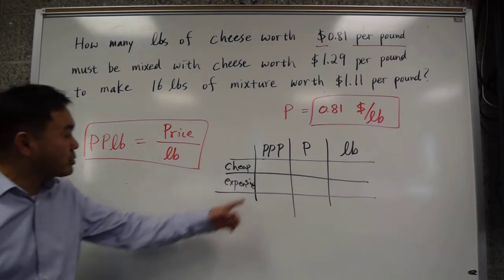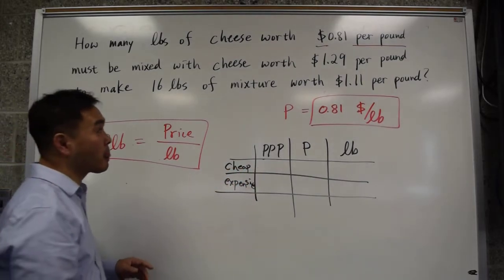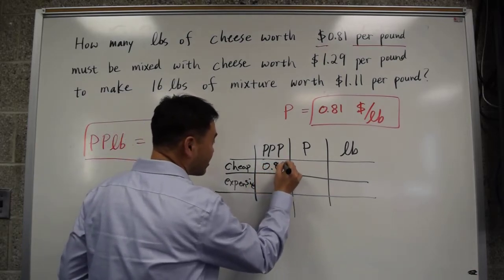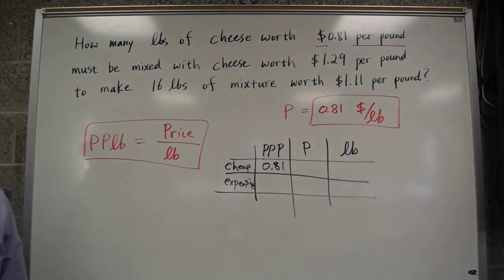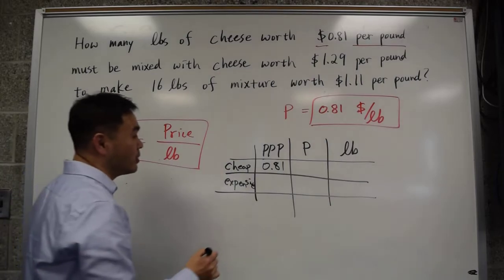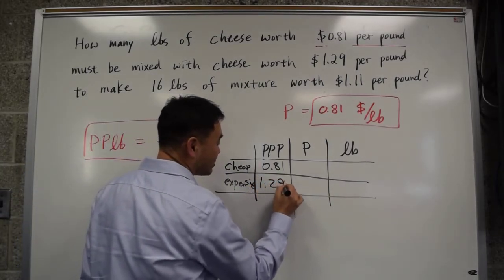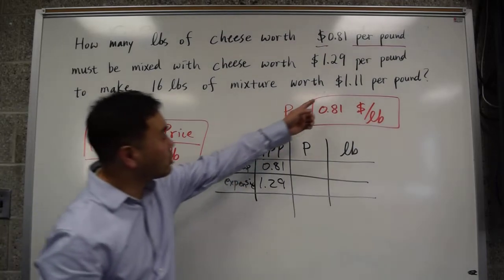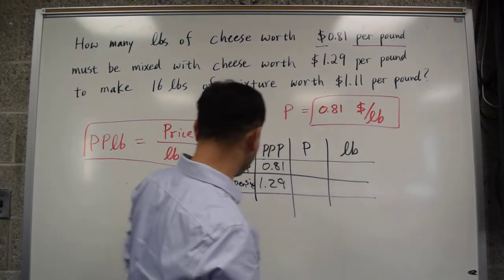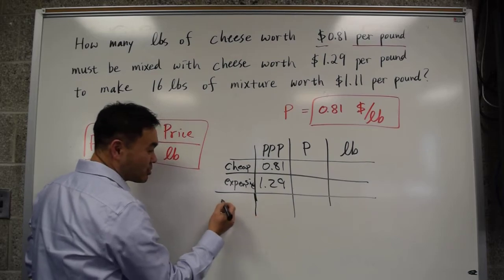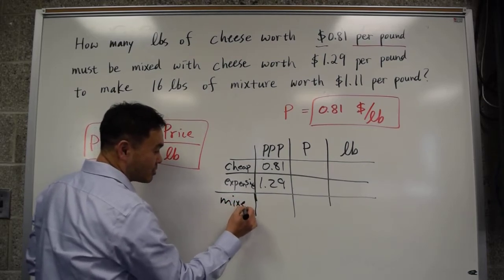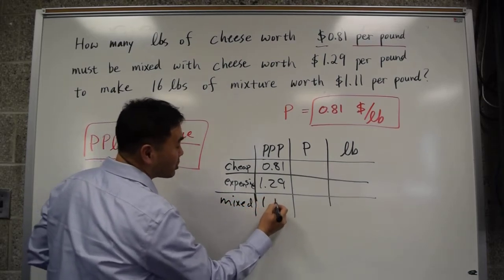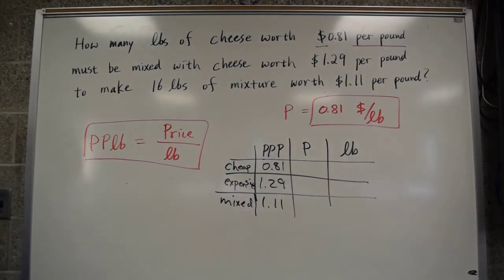So what's the price per pound for the cheap one? 81 cents, 0.81. For the expensive, $1.29. Oh, but then there's another one. There's 1.11, but that's for the mixture. So I'm going to make another row here, mixture. That's 1.11.